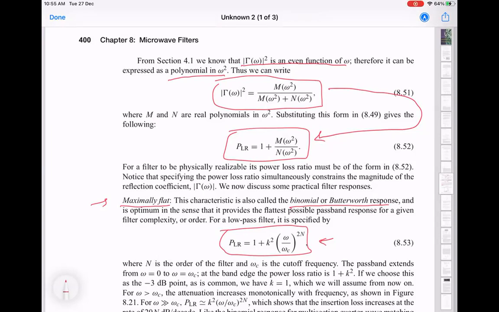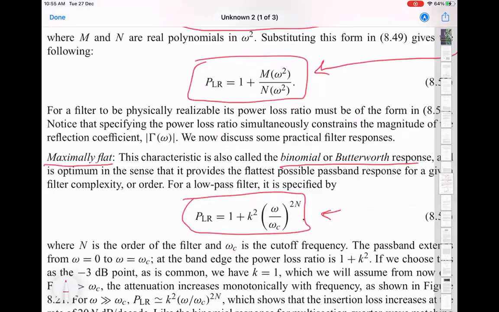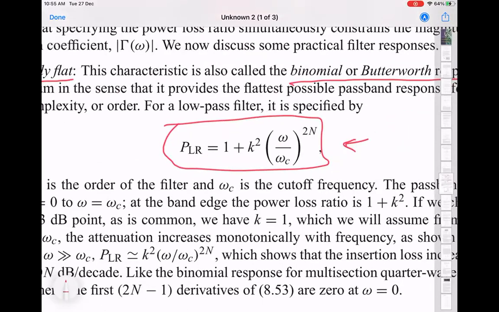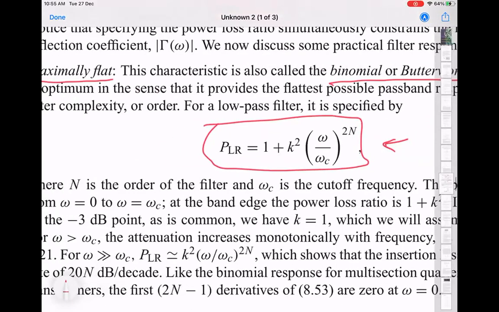Now, let's just look at this function a little bit more carefully and identify some other points, right? So one was that the power loss ratio at omega equal to 0 is 1. And it's clear that as omega increases, this power loss ratio is going to become larger and larger. This is the loss ratio. So loss is going to increase as omega becomes larger.